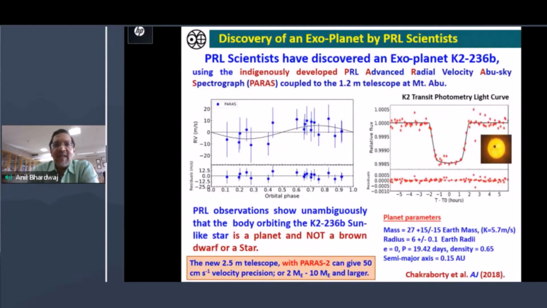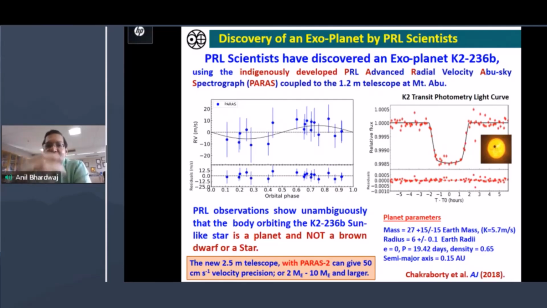Okay? And this is what we call K2-236. This is how the nomenclature goes. And this has been discovered by IIRS scientists, which has a mass of almost 27 Earth masses, a radius of almost 6 times Earth size. And it takes about 20 days to go around its own planet star.